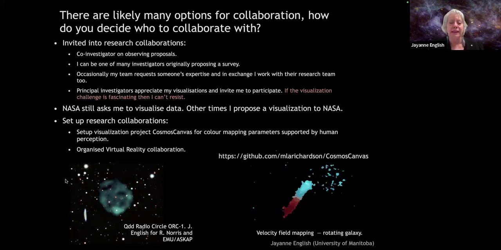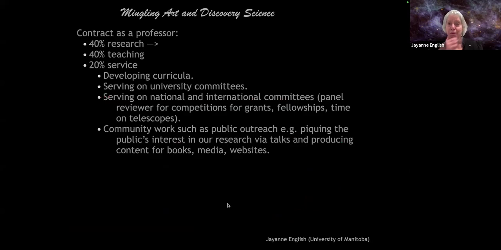This is a really nice object that we discovered in one of the surveys. So I wasn't part of this team, though I knew Ray Norris, who made the discovery. So Ray said, Jayanne, come and make an image. And this is the work I do on Cosmos Canvas, designing. This is for velocity field, and I'll describe that shortly.